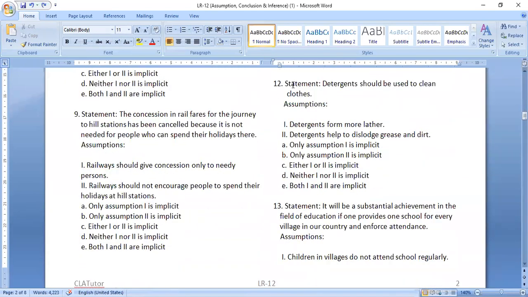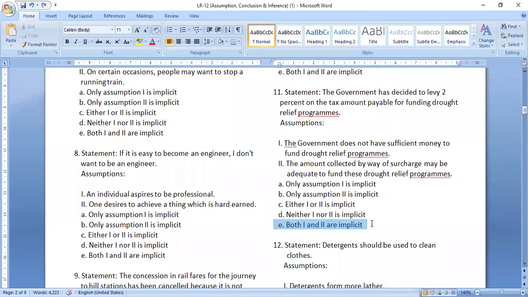Good. So now let's move on to the statement. So what was the answer? E, option E. Both 1 and 2 are implicit. They're both implicit. Are we okay as to why?